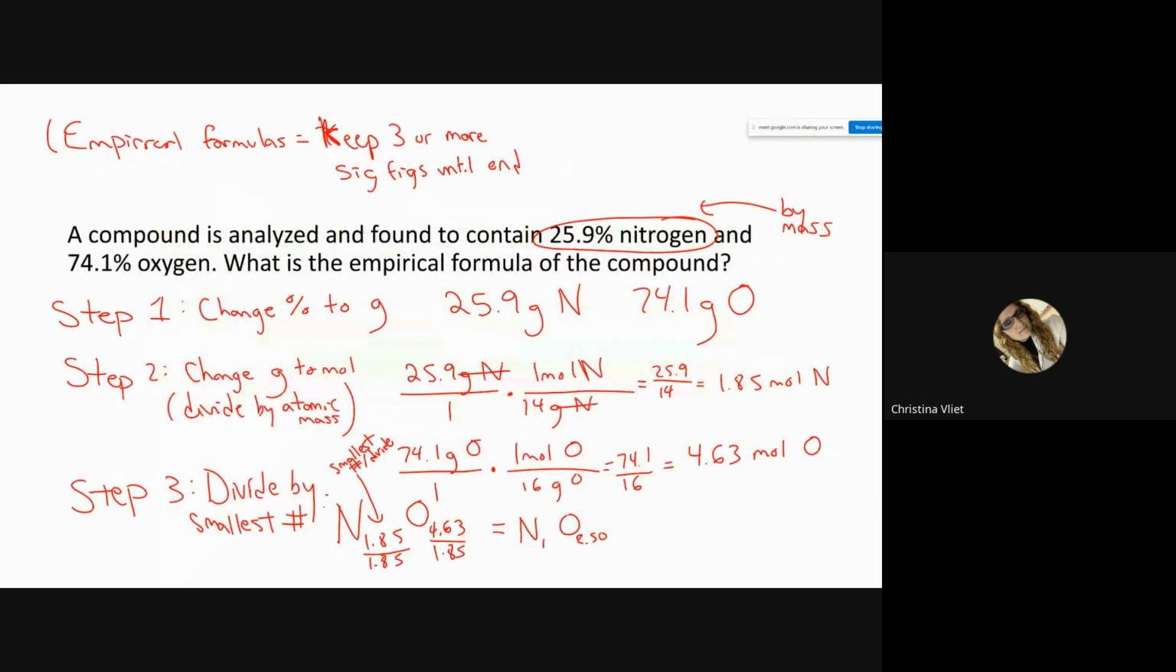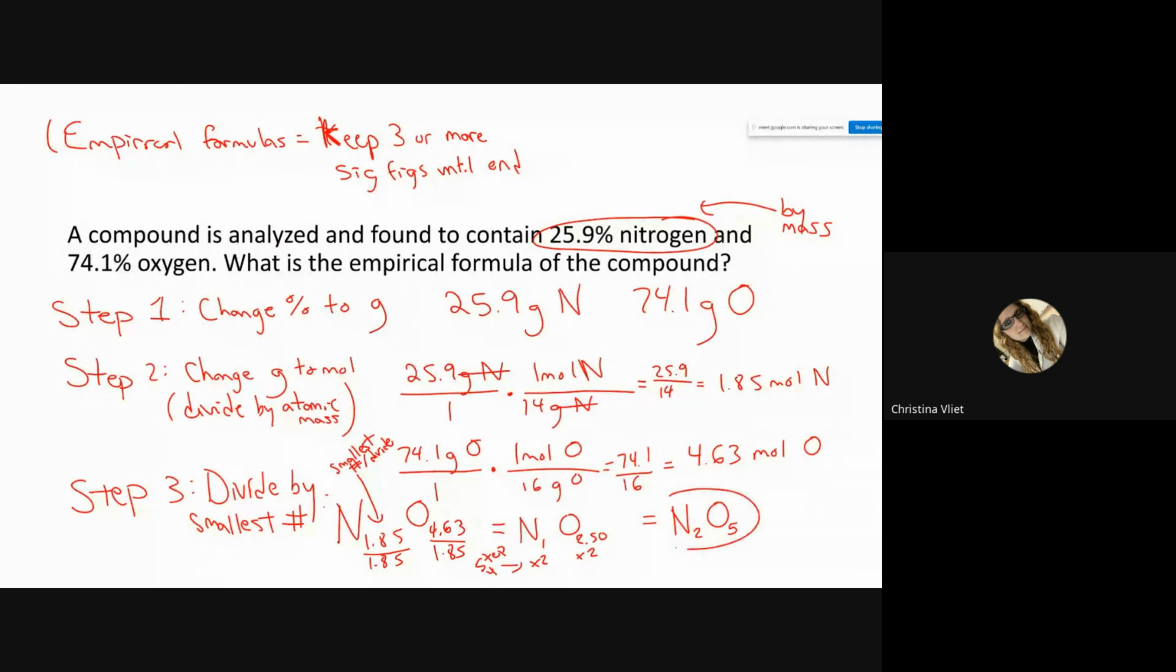And so what would you have to multiply 2.5 and 1 by to get a whole number? The simplest whole number ratio, by 2. So you do it for both. And your final answer, and this is step 4. So if it's not perfect, so it's 5.005.